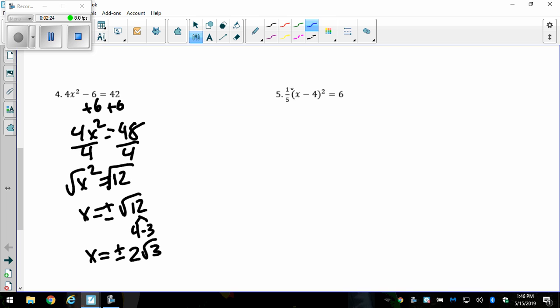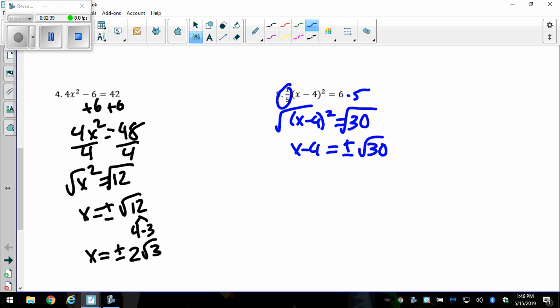On number 5, instead of dividing by 1/5, remember you can multiply by 5. And now to get rid of the square, we need to square root both sides of the equation. The square root of 30 wouldn't break down into a perfect square, so you would just leave the square root of 30. And your last step is to add the 4. So x equals 4 plus the square root of 30, and 4 minus the square root of 30.